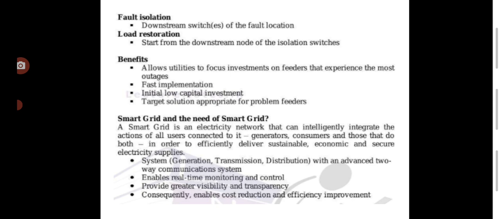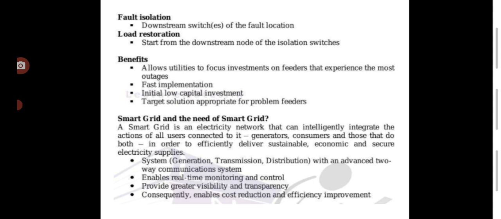Next is load restoration. Under the load restoration, it starts from the downstream node of the isolation switches. Then next one is the benefits. What are all the benefits regarding this? The first one is that it allows the utility to focus investment on the feeders that experience the most outages. Right, most of the outages could be experienced and then the investments could be focused there, and then fast implementation and initial low capital investments. And the next one is a targeted solution appropriate for the problem feeders. So these are all the benefits of this.